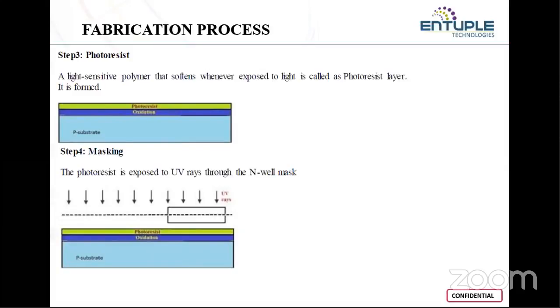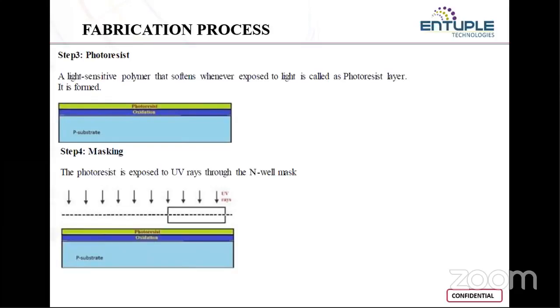Which protects the oxide layer, which is called a photoresist. And this is sensitive to light, light or UV rays, so that when exposed to that, it gets ruptured and it clears off.